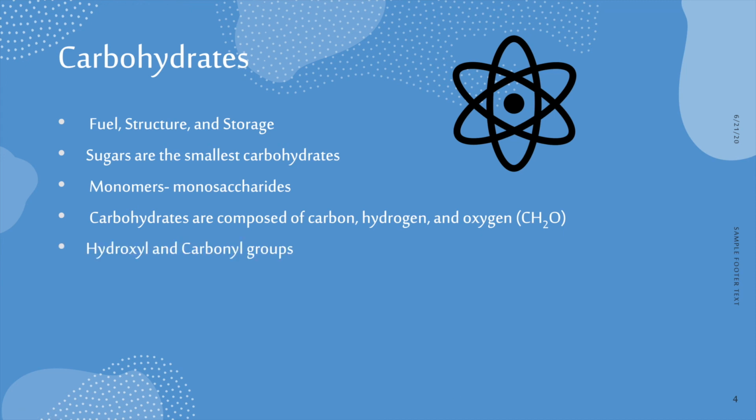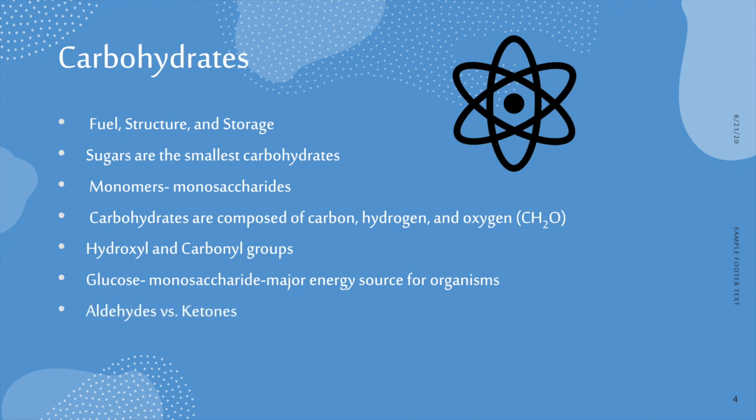Carbohydrates consist of hydroxyl and carbonyl groups. Glucose is a monosaccharide and is the major energy source for organisms. Breaking carbon and hydrogen bonds releases a lot of energy. Each carbon atom in a carbohydrate molecular skeleton is bonded to a hydroxyl group. However, one carbon is double bonded to an oxygen, forming a carbonyl group. Recall that in the last video, we talked about aldehydes versus ketones. In aldehydes, the carbonyl group is on the end. In a ketone, the carbonyl group is not on the end.